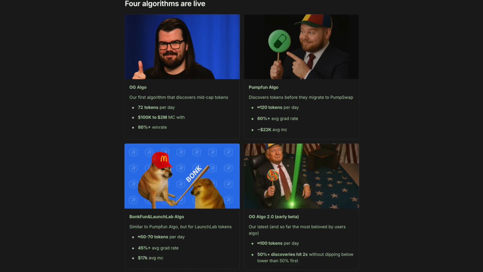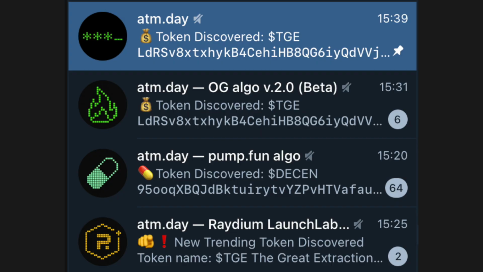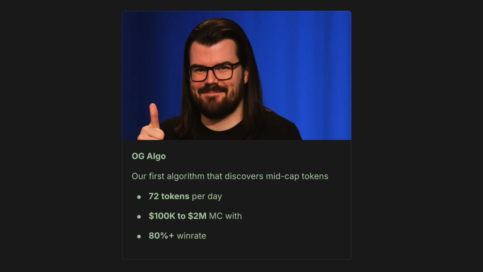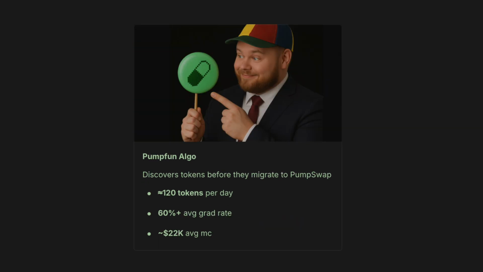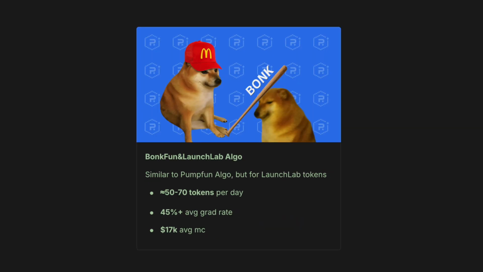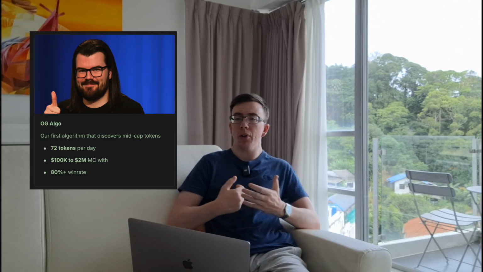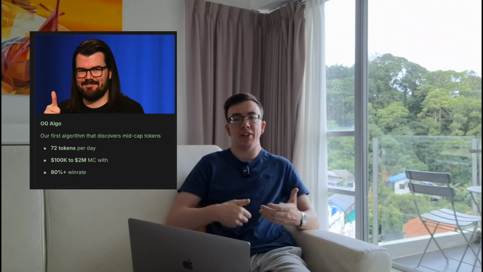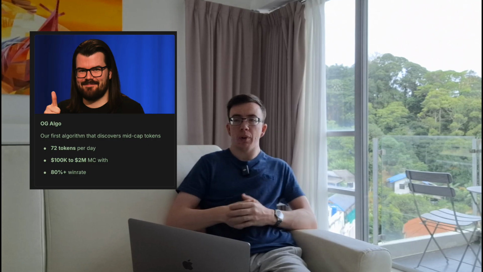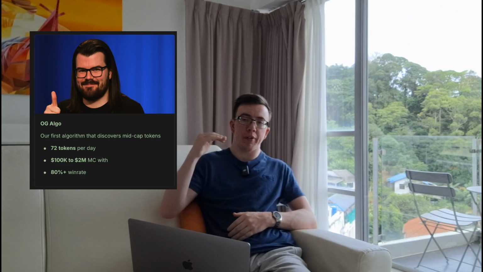Currently, there are 4 different ATM algorithms, each with their own Telegram bot. The OG algorithm, the OG 2.0 algorithm, the PumpFun algorithm, and the LaunchLab and BonkFun algorithm. Each of these algorithms uses slightly different filters, so they'll each suit different trading styles. The OG algorithm currently calls around 70 tokens per day, and it's aimed at mid-cap tokens in the 100k to $2 million market cap range, with a win rate that generally hovers above 70%.